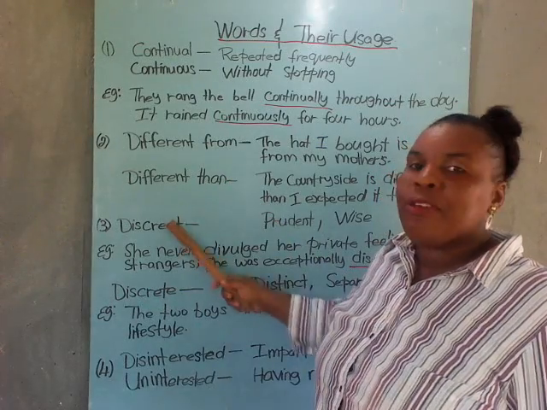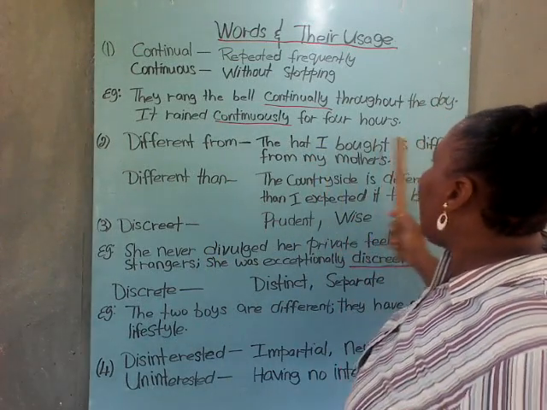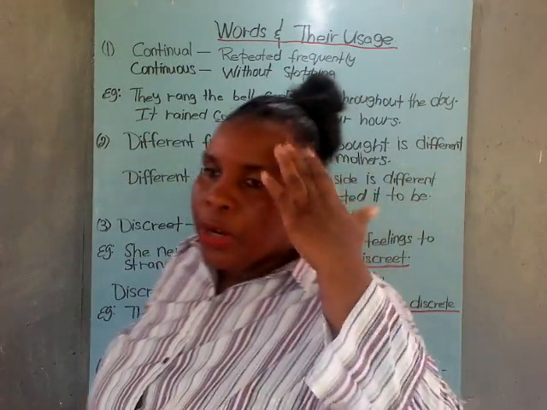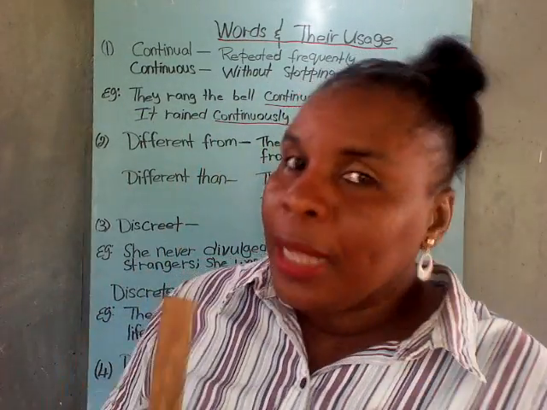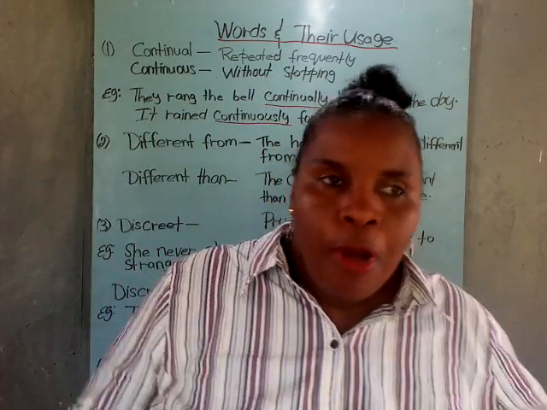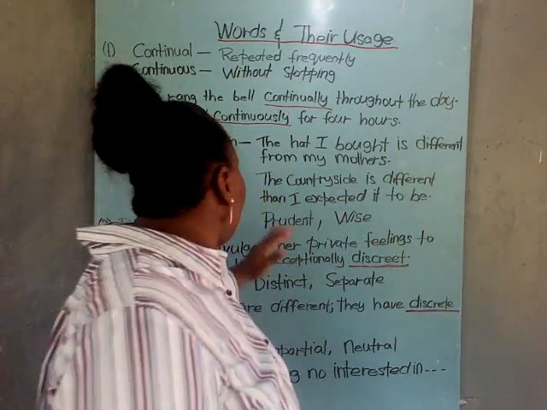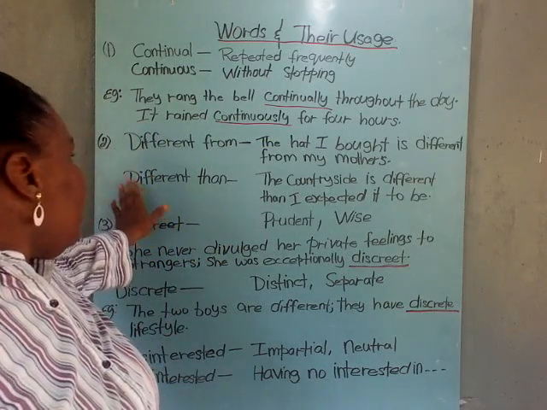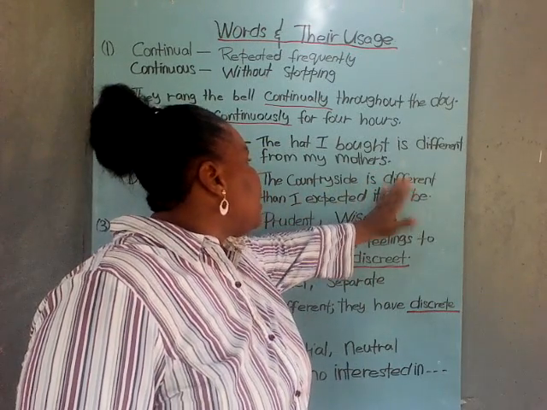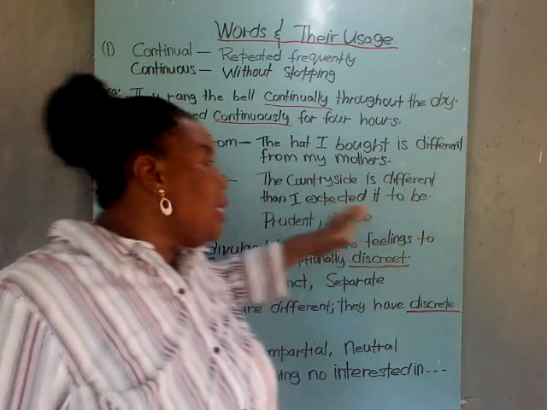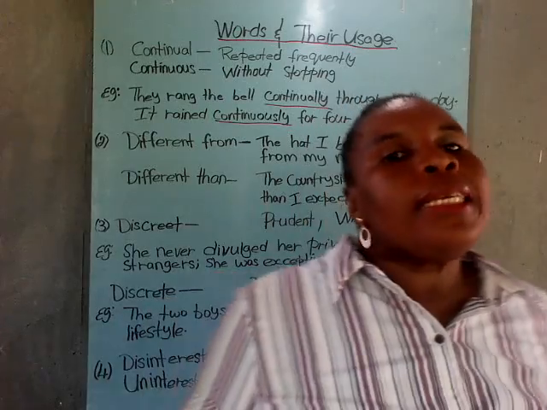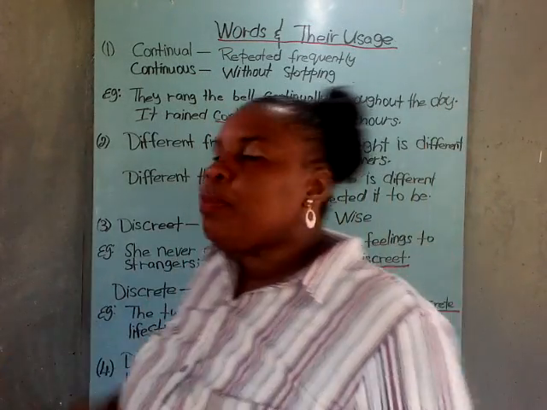The next set of words: different from and different than. The hat I bought is different from my mother's. The hat you wear on your head, that I bought, not my hat, but a hat that someone bought, is different from my mother's. Just an example, all right? Different than: the countryside is different than I expected it to be.